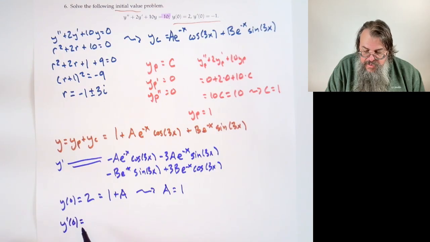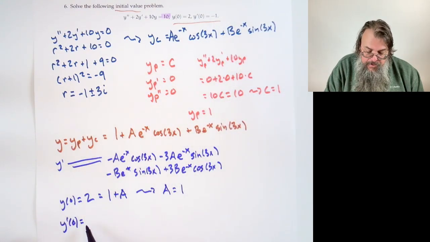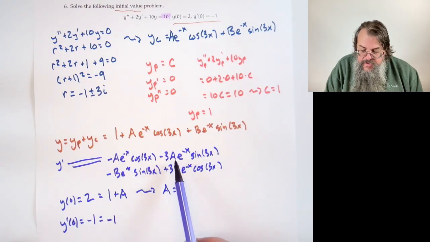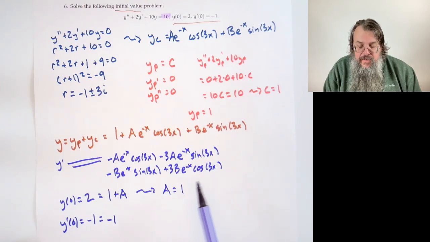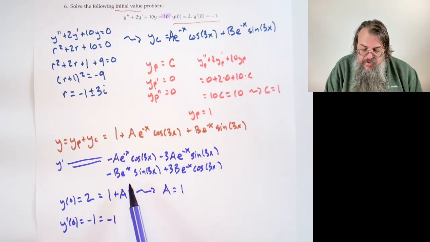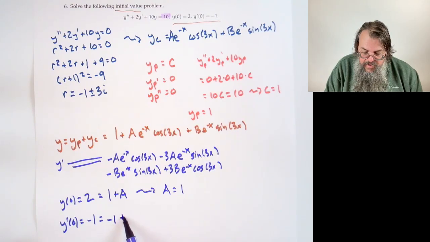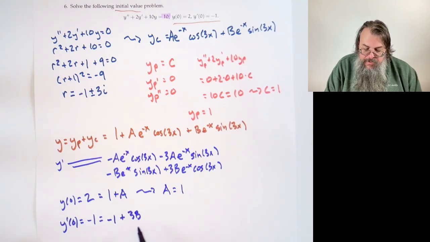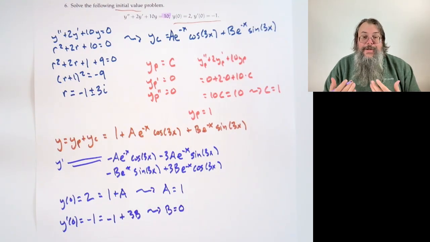Now, the next part, we plug in. y prime of 0 equals minus 1, because that's what we were told. Well, what does that equal? Well, we get minus a times 1 times 1. So that's minus a, but a is 1, so that's minus 1. Minus 3a times 1 times 0, 0. Minus b times 1 times 0, 0. Plus 3b times 1 times 1. All right, so minus 1 equals minus 1 plus 3b. So I said, oh, b is 0. So now we know a and b.